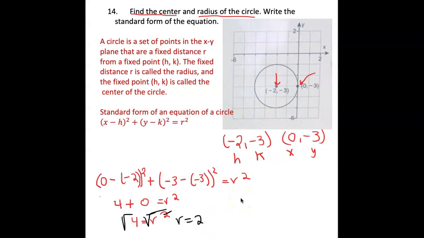So then the standard form of the equation, now that we know the radius, is going to be (x + 2)² + (y + 3)² = 2². But why is this negative over here, and then why do I have a positive over here? Because the point (h, k) is negative. So when I substitute it in here, it becomes negative times negative, which turns into a positive. That is why. These are things that you must consider to make sure we do it correctly.